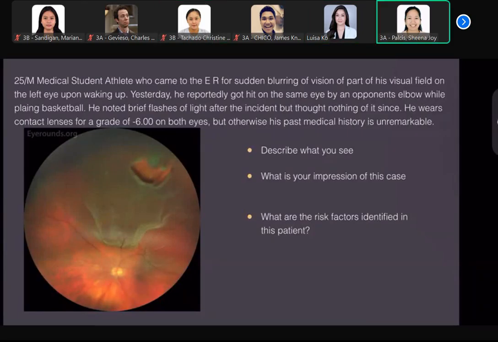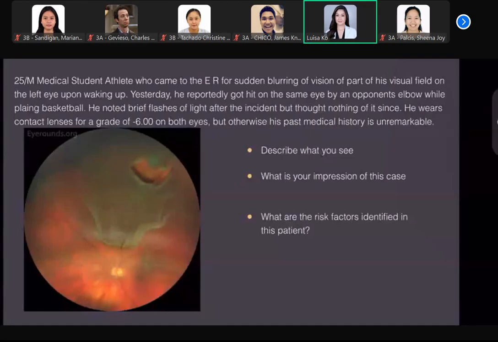The contact lens, Doc, would indicate high myopia po. That would increase retinal tension. Well, not the contact lens itself, but the grade that's given, no? Because you can have contact lenses for hyperopia and etc. So one of the risk factors identified here is because the patient is a high myope.